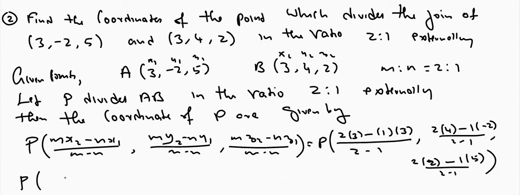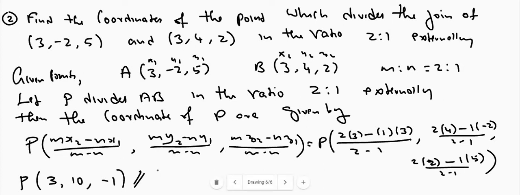We get 2 3s are 6 minus 3, that is 3 by 1, which is equal to 3. And the second is 2 4s are 8 plus 2, that is 10, 10 by 1 is 10. The third term is 2 into 2, 4 minus 5 is minus 1, minus 1 by 1 is minus 1. The required point is (3, 10, -1).